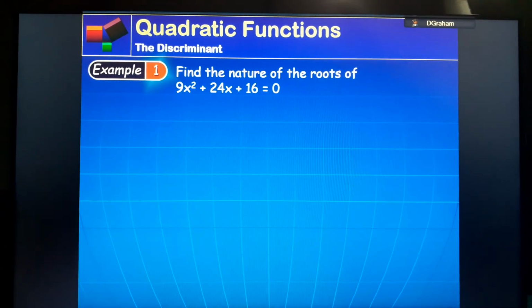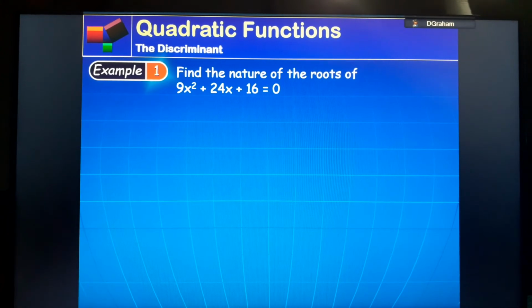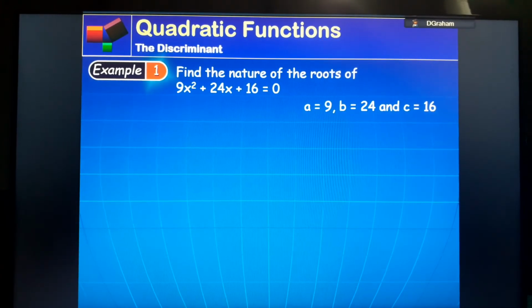So find the nature of the roots. We're not asking you to solve, where we want to know what x equals. If we want to know the nature of the roots, we just want to know if they're real and equal, real and distinct, or no real roots. That's basically what we're looking for. So we want to make sure everything's on the left-hand side, and we're looking for a, the coefficient of x squared, b, the coefficient of x, and c, the constant, where everything's on the left side. Okay, put it into the discriminant.